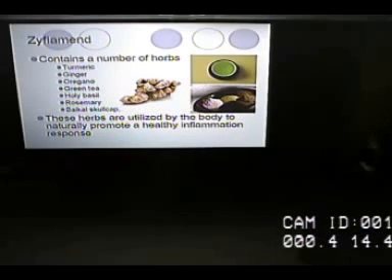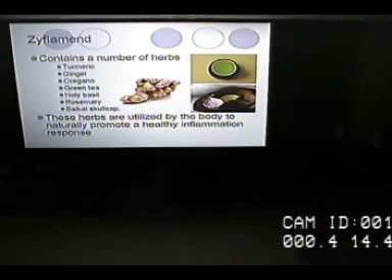So this one has turmeric, ginger, oregano, green tea, holy basil, rosemary, and skullcap. And these create a healthy inflammatory response. This one is a concentrated oil, so you have to make sure that you take it with a full meal. Otherwise, you're going to be burping up oregano and ginger and turmeric. So this one, too, is another one that you have to make sure it doesn't interact with any medications that you might be on.